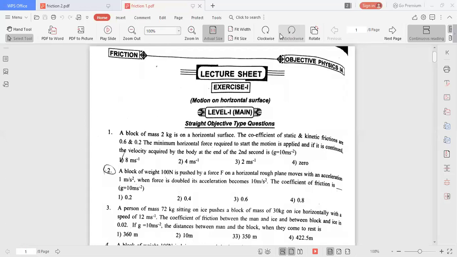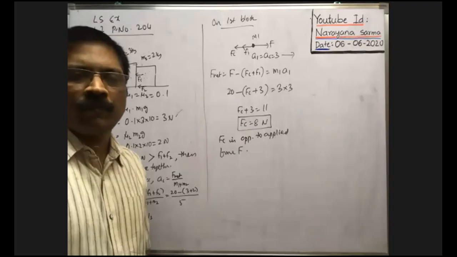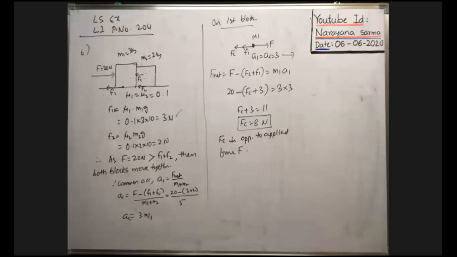Because of contact of the two blocks, one block exerts a force on the other block. Because of contact between these two blocks, this block exerts the opposing force on the first block. That is the contact force. What is the direction of this contact force? Contact force is always opposite to the applied force. So here this contact force Fc is opposite to the applied force F. This is the contact force.